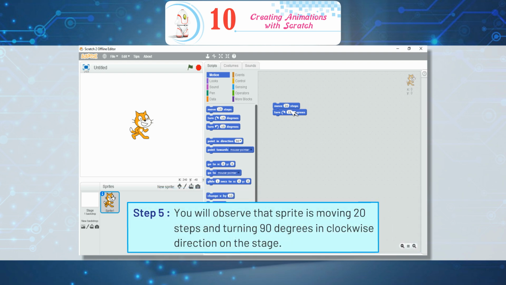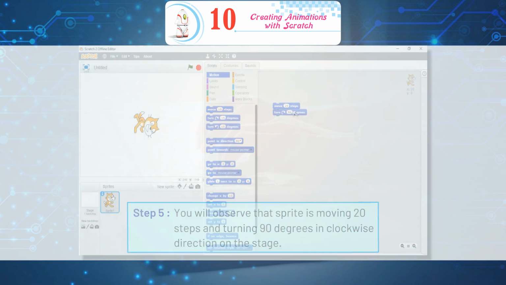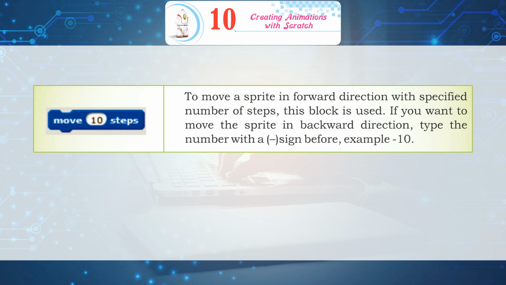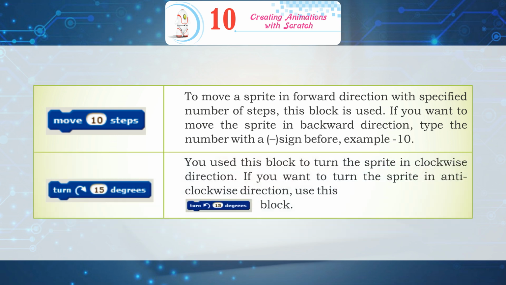Step 5. You will observe that sprite is moving 20 steps and turning 90 degrees in clockwise direction on the stage. Note some points about motion blocks which you have used above. Move 10 steps. To move a sprite in forward direction with specified number of steps, this block is used. If you want to move the sprite in backward direction, type the number with a minus sign before, example -10.